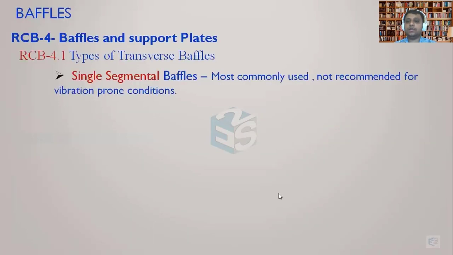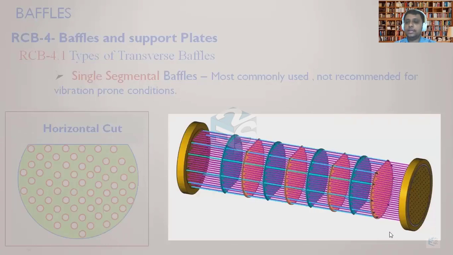If the inlet is from this side, it will fill this, then travel at the top perpendicular to this edge. This is the baffle cut edge to which it is perpendicular. Then it will fall down, again come up, again fall down, again come up, again fall down. This is the way it will transfer across the tube bundle, and it will create more and more turbulence and increase the heat transfer coefficient. This is the horizontal cut.